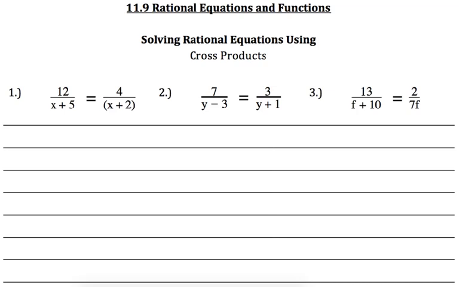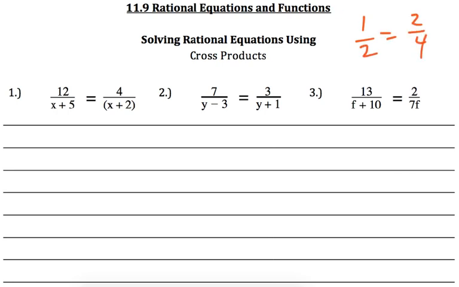Rational equations and functions. So that means we're going to have things that are equal to each other. And usually when that is occurring, you can solve these equations. So first of all, if you look at these, you have a fraction here and here. And maybe you remember that a half is the same as 2/4.